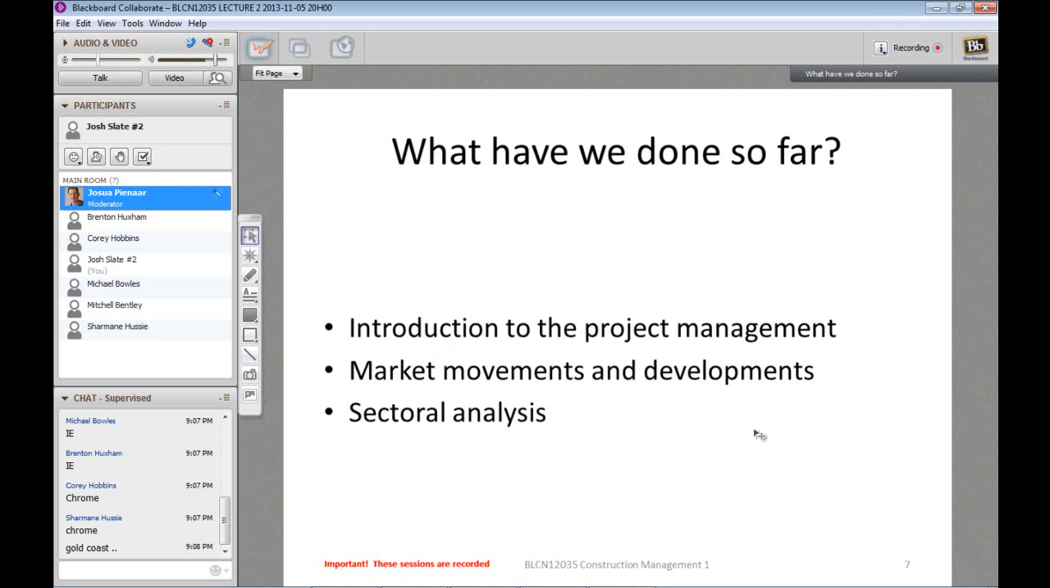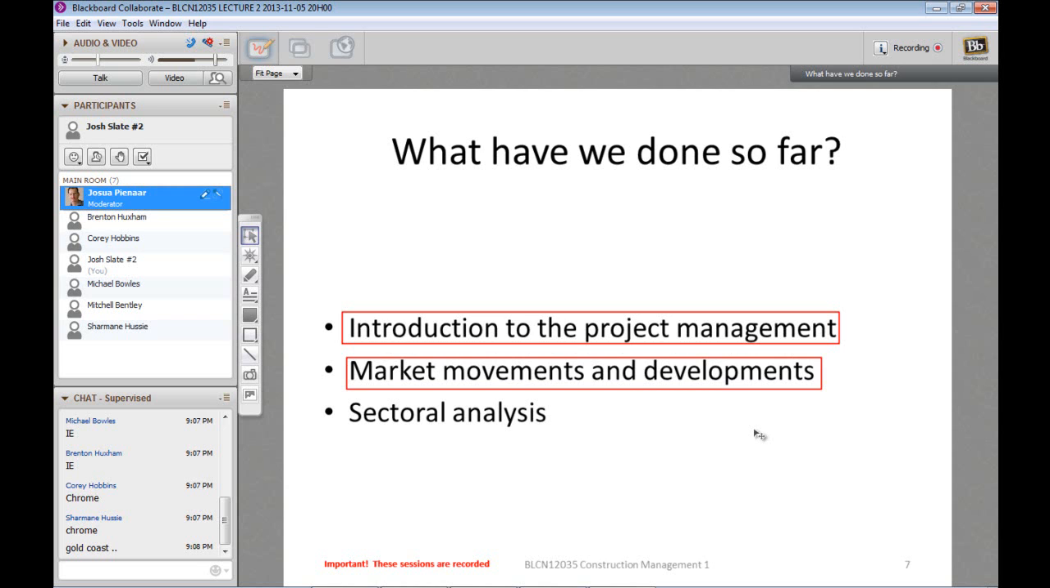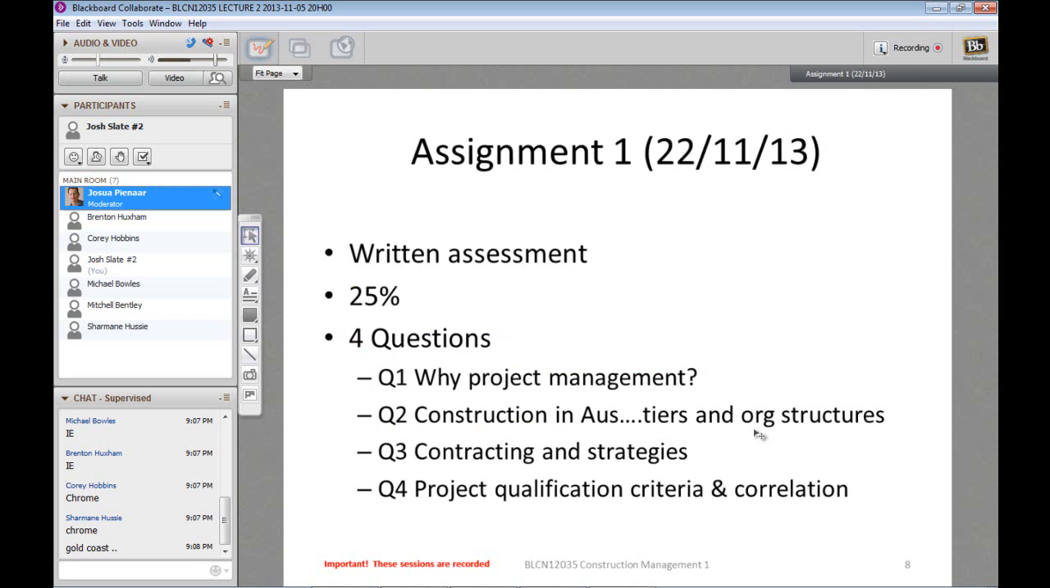Right, so what we have done so far is look at the introduction to project management. We're going to talk a little bit about that again tonight. We also had a quick look at the markets and developments, and last week we threw around some statistics from the Australian Bureau of Statistics. In the old days I used to get everybody to do an assignment on the statistics, but I've changed it around a little bit, so let's have a quick look at assignment number 1.